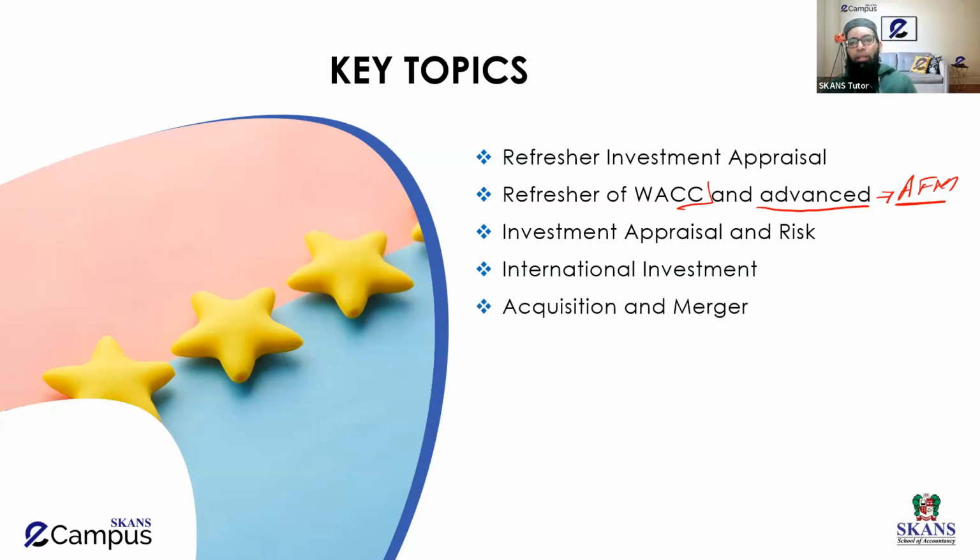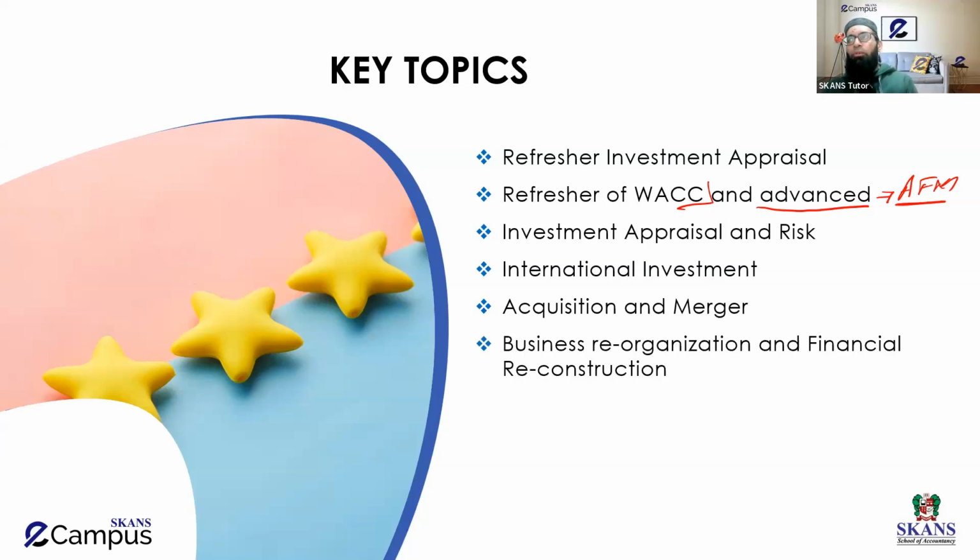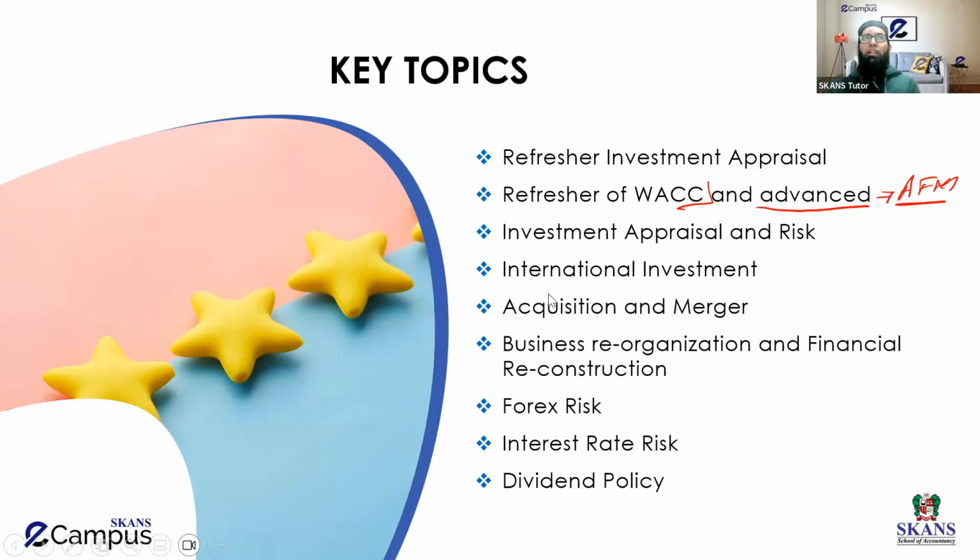So our next section would be acquisitions, and then we would move on to the business reorganization area. Afterwards, we would cover risk management, and the risk management area has two techniques, that is foreign exchange risk and interest rate risk. Finally, there is a small topic to be covered, that is the dividend policy.